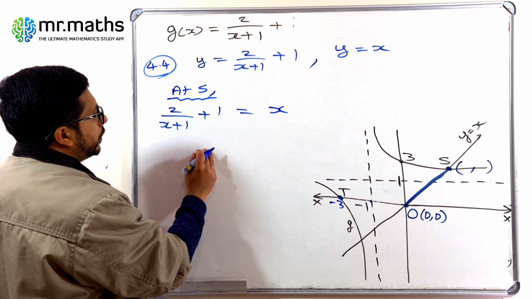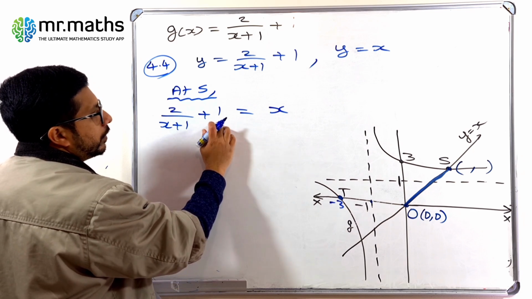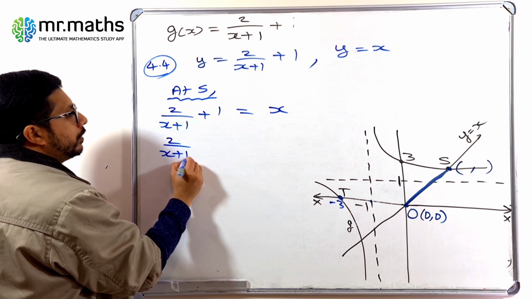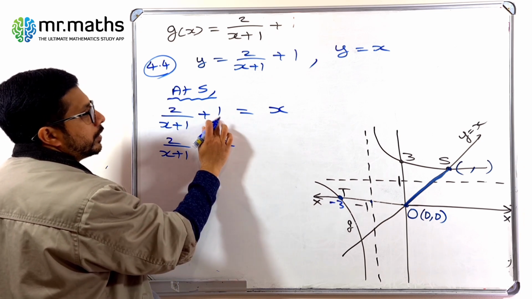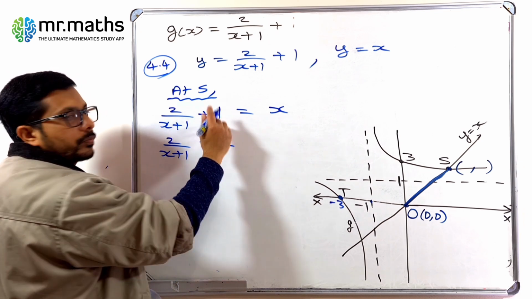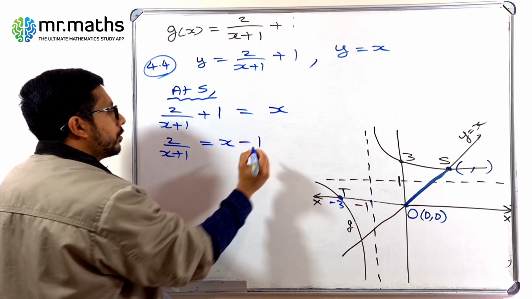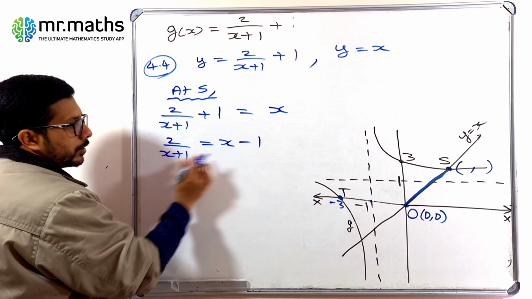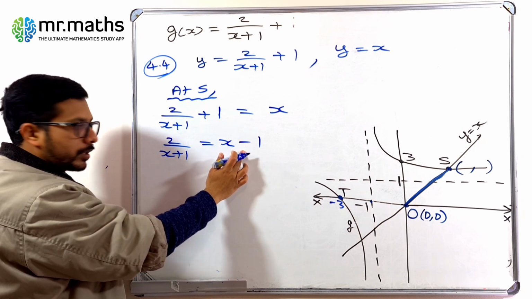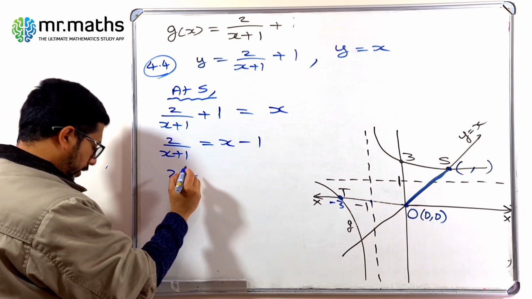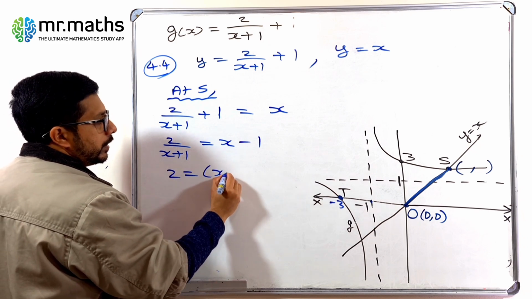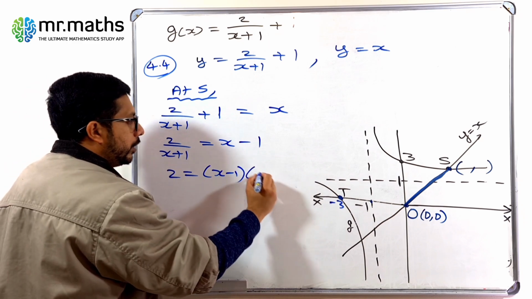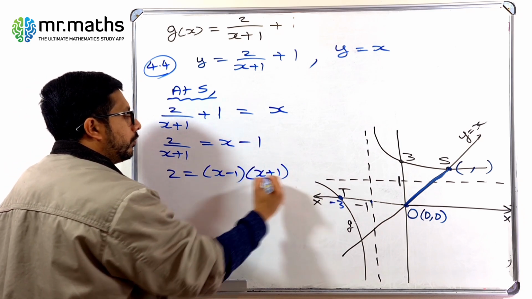So how can we simplify this one, guys? Take this one to the other side. So it is 2 divided by x plus 1 is equal to, take this plus 1, so plus 1, other side it is minus 1, so it is x minus 1. Okay, so now cross multiply this one. This x plus 1 will multiply with this x minus 1. Okay, so 2 is equal to x minus 1, then you multiply this x plus 1, cross multiply like this. So here another x plus 1.